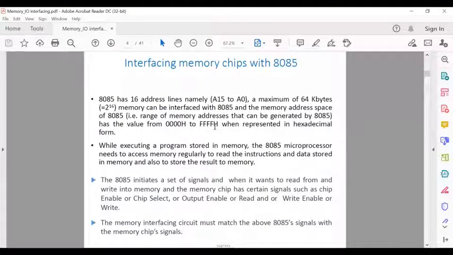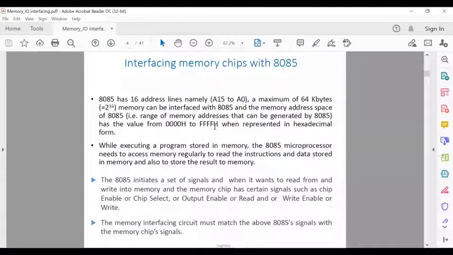While executing a program, the 8085 microprocessor needs to access the memory regularly to read the instructions and data and to store the different results. The 8085 initiates a set of signals such as IO/M bar, read bar, write bar. These signals are initiated when it wants to read from or write into the memory.